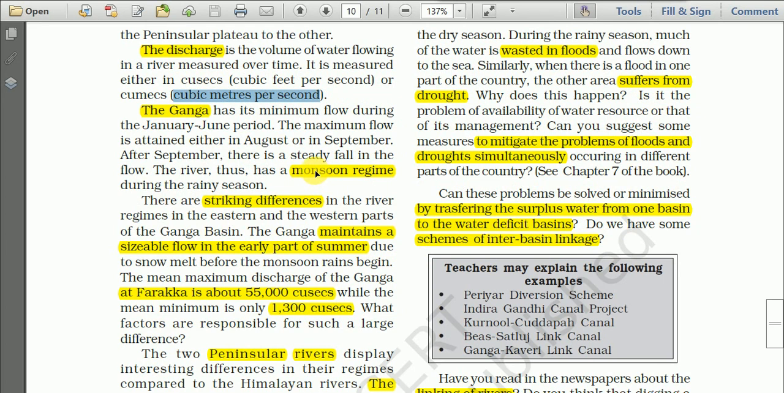And about the river regimes of two important rivers, the Ganga has its minimum flow during the January to June period, and the maximum flow is attained in August or September. After September, there is a steady fall in the flow, and the river thus has a monsoon regime during the rainy season. That means between January and June, the Ganga river is mainly fed by the melting of snow, and when August and September come, there will be monsoon rainfall and more water will be added to the Ganga river, and that is why there is maximum flow in the months of August or September.